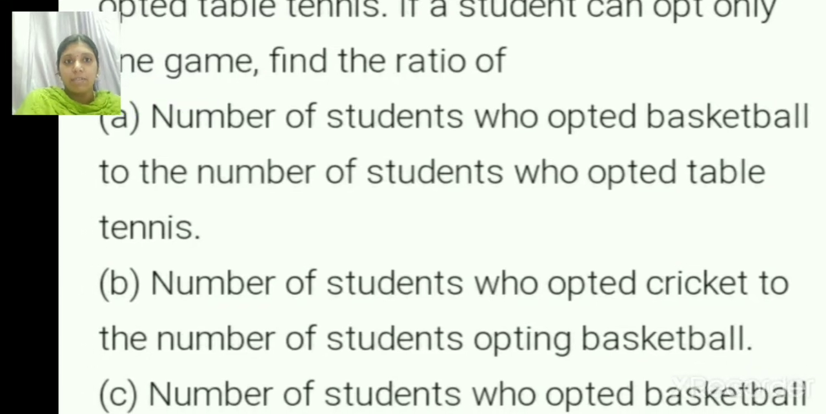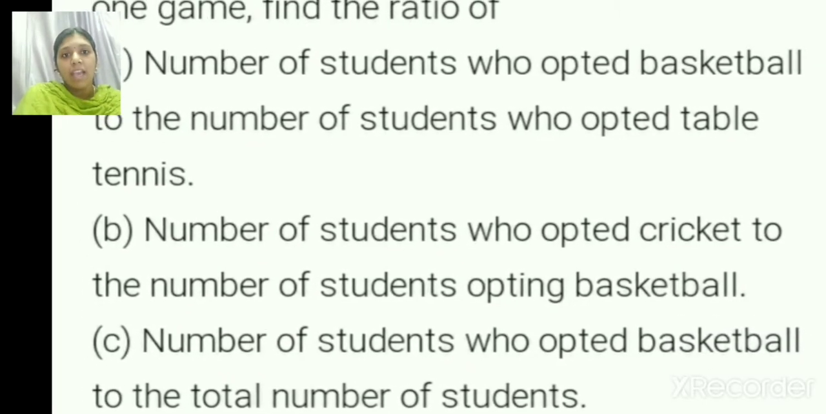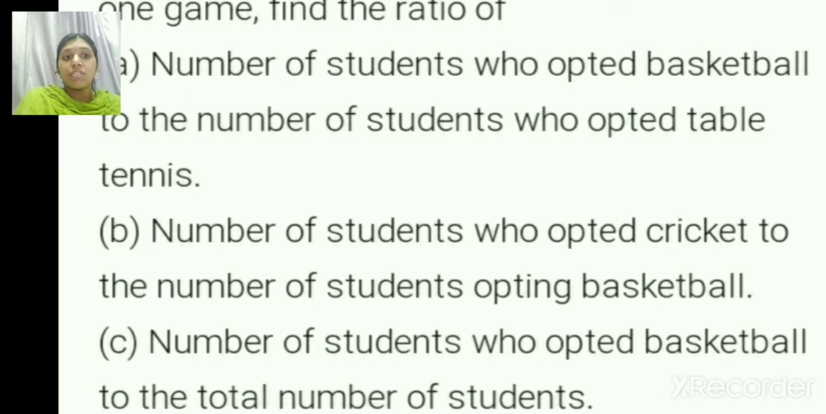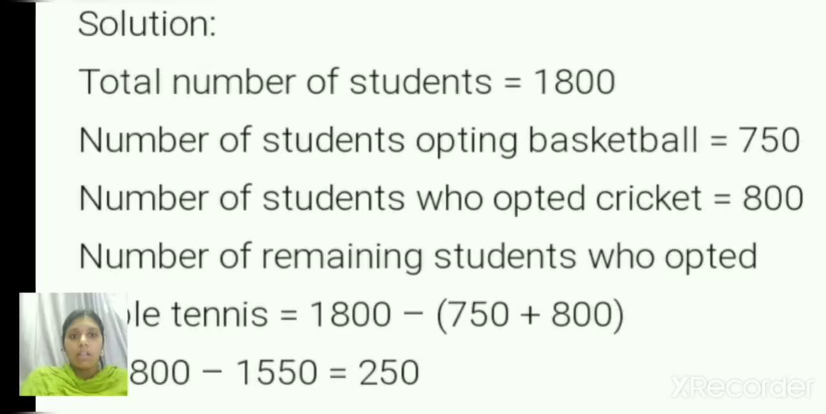Now the B question is the number of students who opted cricket to the number of students opting basketball. Both data are given, cricket and basketball, so we have to find the ratio. And the third, C subdivision, is the number of students who opted basketball to the total number of students. We know the number of students opting basketball, and the total number of students is also given, 1800, so we can find the ratio. So let's move into the solution.